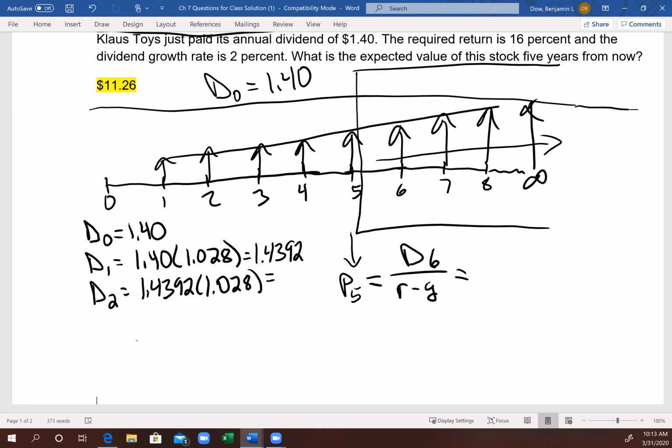Oh, I thought the growth was only 2%. Correct. Good point. All right. $1.40 times 1.02 is $1.428.